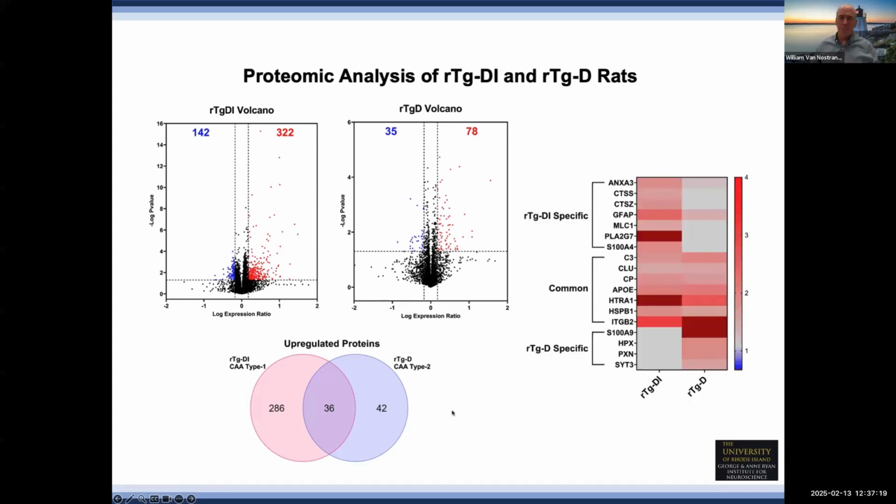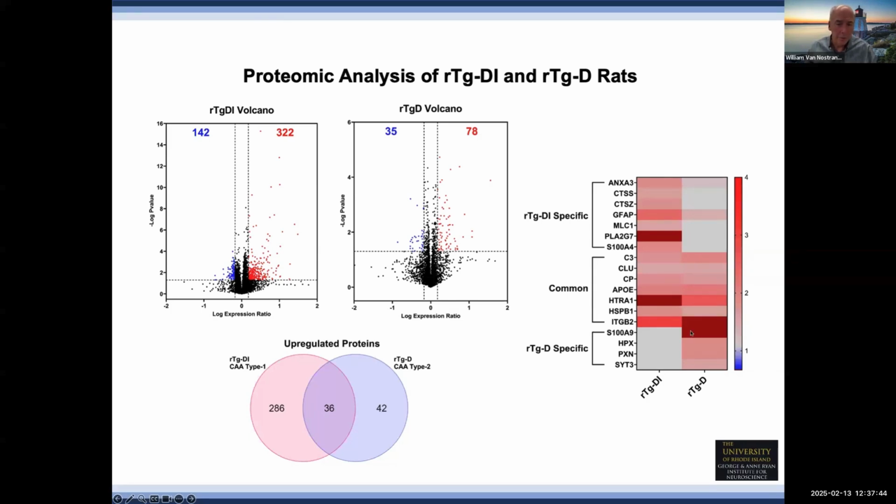So this is just a brief summary heat map here of some of these selected proteins from each of these categories. Here are RTGDI specific proteins. We can see that they're upregulated or at higher levels because you see very little change of them in RTGD rats. These are some proteins of these 36 here that were shared between both models.